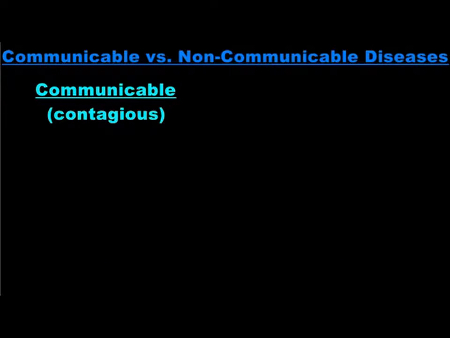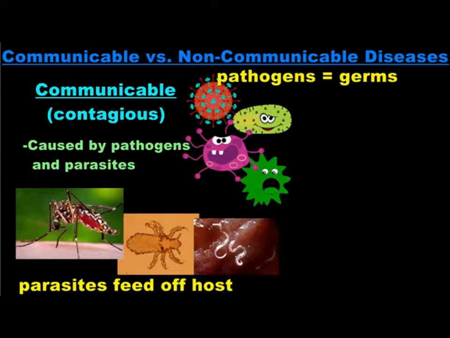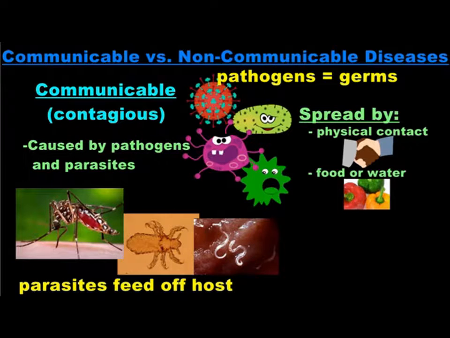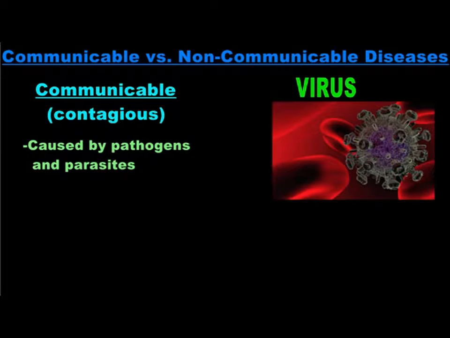Communicable or contagious diseases are caused by pathogens and parasites. Pathogens are germs, while parasites are organisms that obtain nutrition at another organism's expense. Pathogens and parasites can be spread from one person to another through physical contact, contaminated food or water, coughing or sneezing, or even through insect vectors. There are a number of different kinds of pathogens and parasites, some of which may be familiar to you, while others may be new. One type of pathogen that you've probably heard a lot about is viruses.